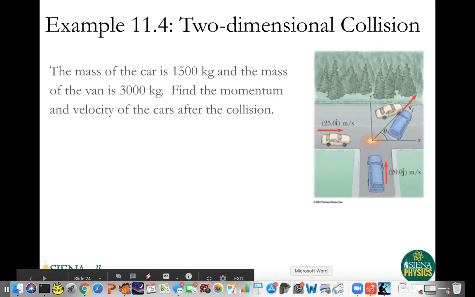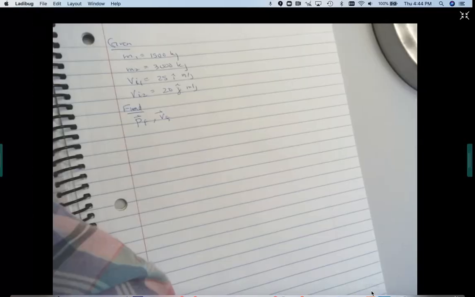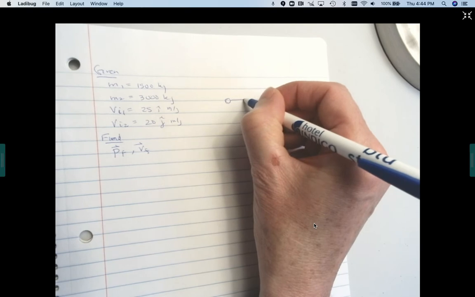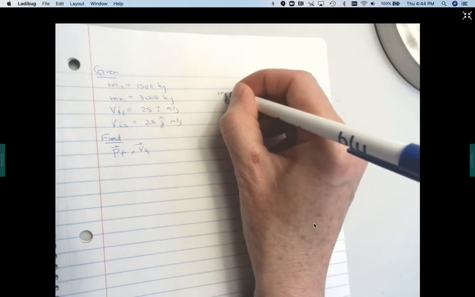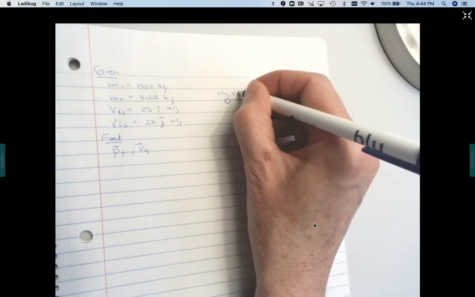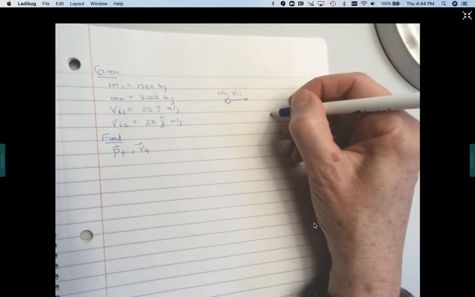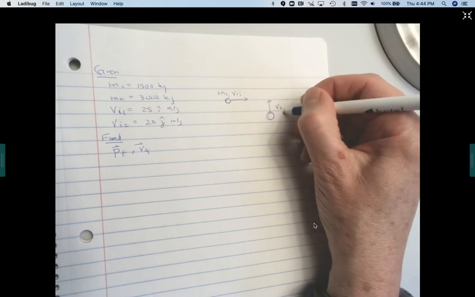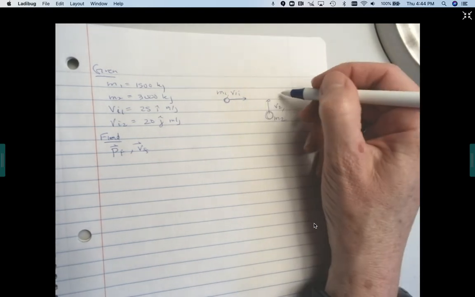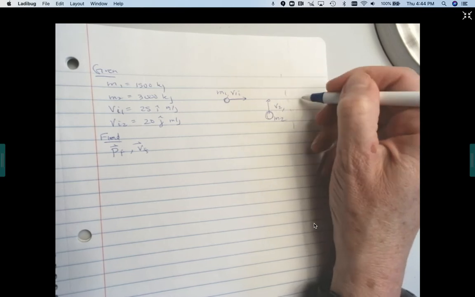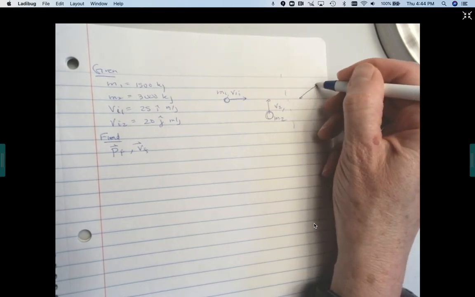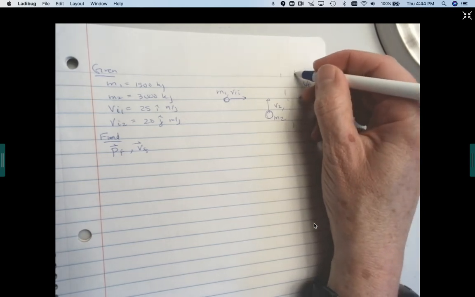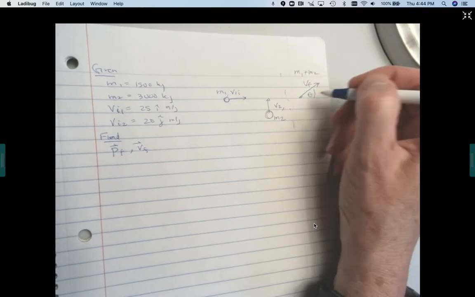Okay, so let's go back to our camera here. So I'm just going to do balls for cars, right? So this is M1. It's with its V1 initial, and then we have coming down this way a little bit bigger car. This is M2, V2, right? That's our before picture. And then afterwards, they're going to be moving together. V final, at some angle, let's say, and it's going to be the combined mass M1 plus M2.